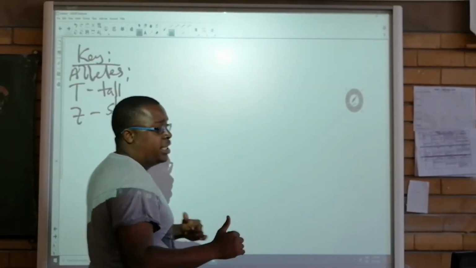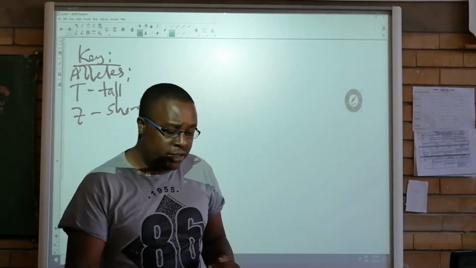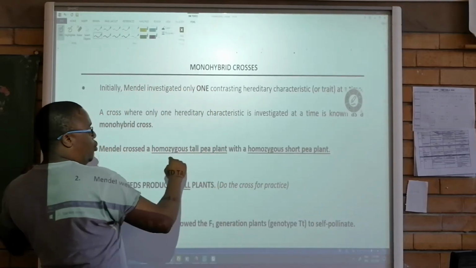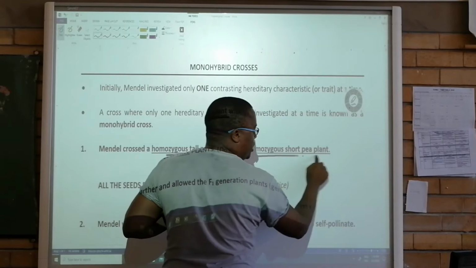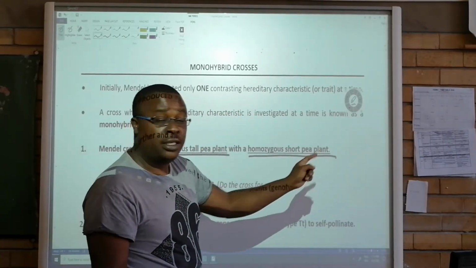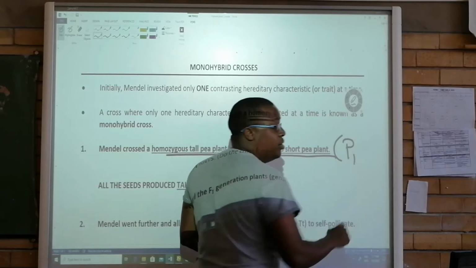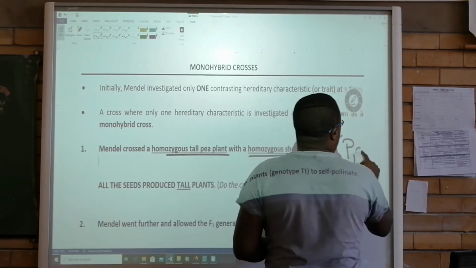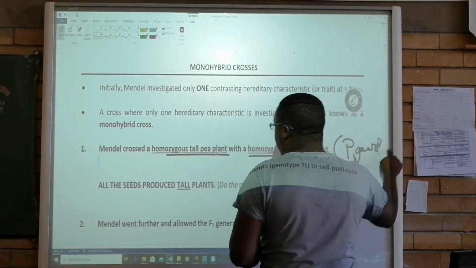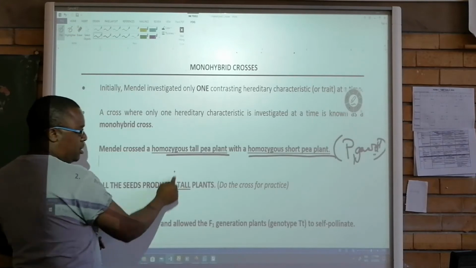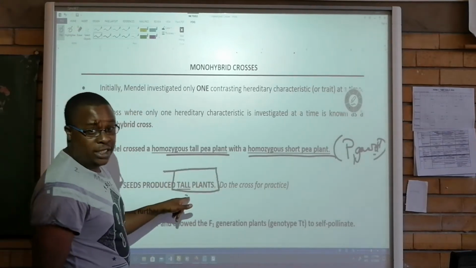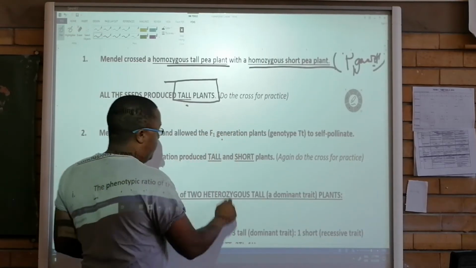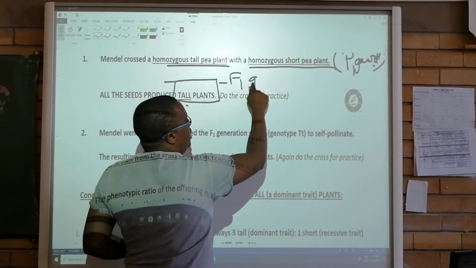Why did he cross? Mendel initially took homozygous tall and homozygous short. These were the parents. As a matter of fact, this was your what? Your P1. P1 standing for what? First parental generation. So this was your P1 generation. And then this P1 produced what? Tall plants. These tall plants, the offspring. What were they? The offspring were the F1 generation.